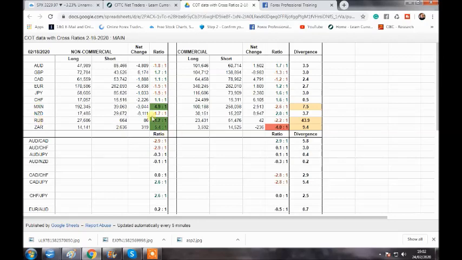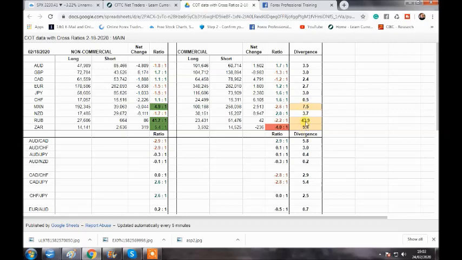Look at the RUB, 41.7 to 1, longs over shorts for the speculators, non-commercials. Commercials 2.2 to 1 in terms of bearish over bullish bets, a divergence of 43.9. That's huge. Okay, ZAR in the middle. You've got non-commercials 5.4 to 1 in terms of longs over shorts. Commercials 4 to 1 in terms of shorts over longs, a divergence of 9.4.